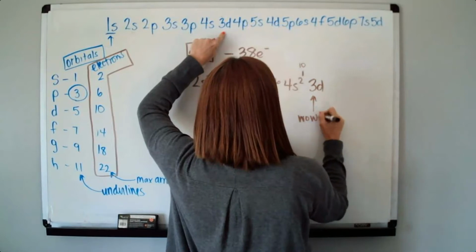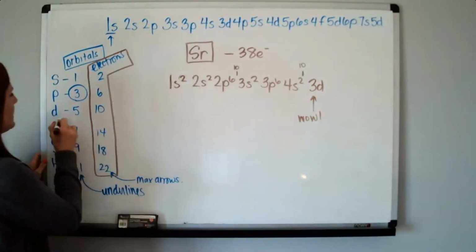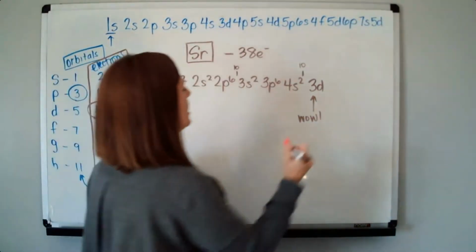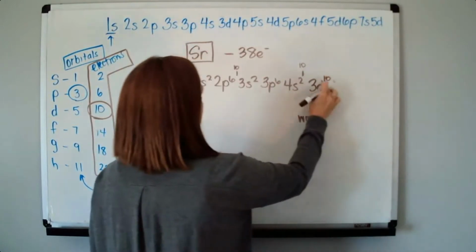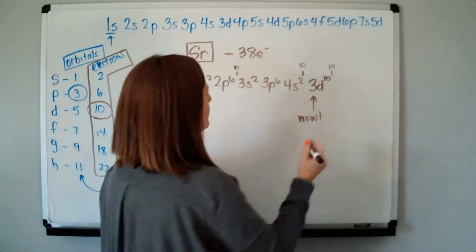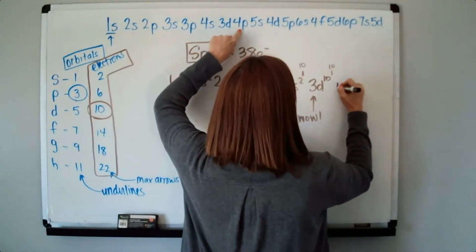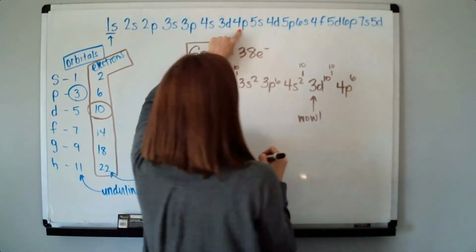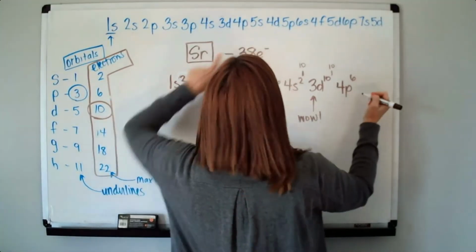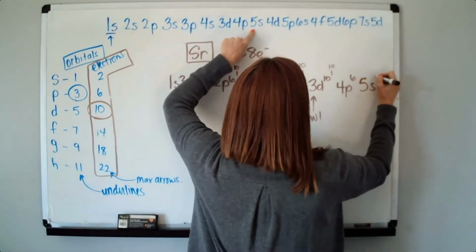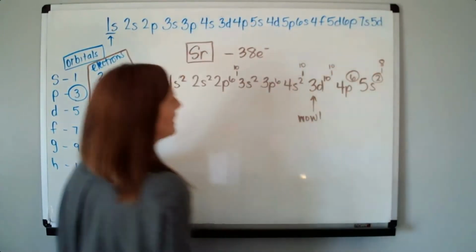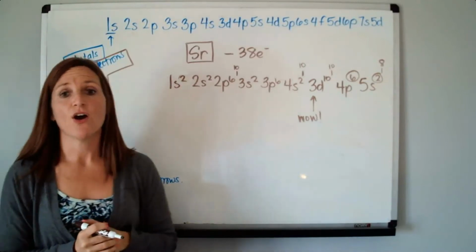Wow, we haven't seen 3d before. 3d just gets 10 electrons in it. So 3d10. That's another 10. I'm up to 30. I have 8 more to go. After 3d comes 4p6, because p gets 6 electrons. And then finally, I'm going to get to 5s2, and these two make 8, and that is 38, and I have done the electron configuration for strontium.